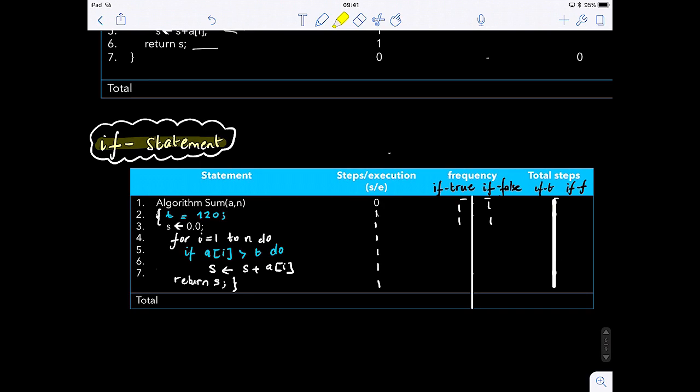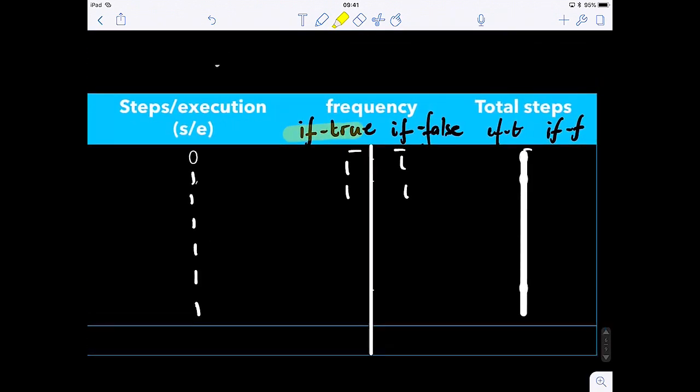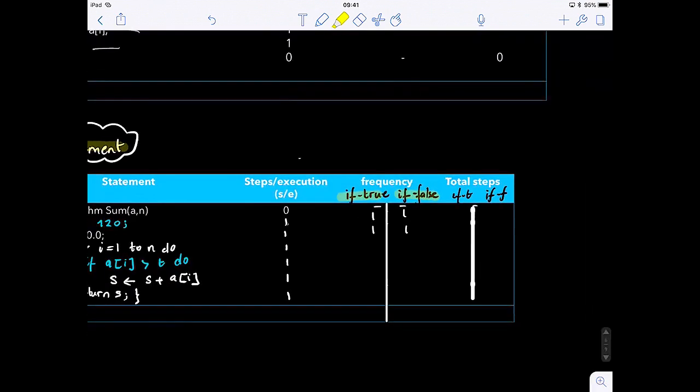So we need to basically divide our computation of the frequency, because we need to consider two cases: if true and if false. What if the statement is true? What's going to happen? How many times will the statement be executed? And what about the instructions nested under the if? Okay, test. And the if false.